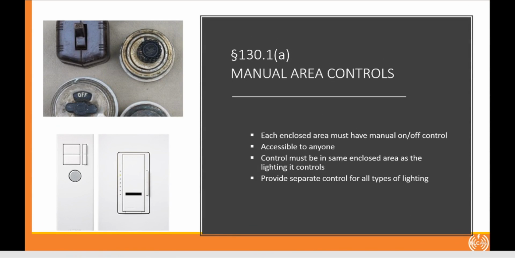Okay, so Section 130.1A, A for area controls. Each enclosed area must have a manual on and off control or switch. When you think about manual on and off, all we're talking about is a simple on and off switch. Now, this switch must be accessible to anyone. Anyone who walks into that room or that area where we find this area control, the switch, shall be able to turn lights on and off with this switch.